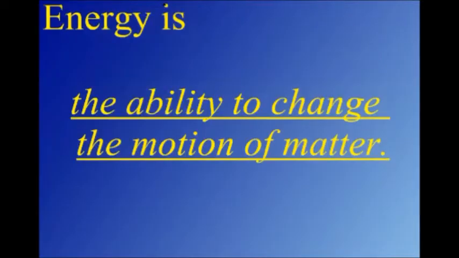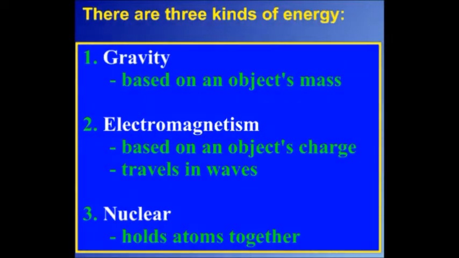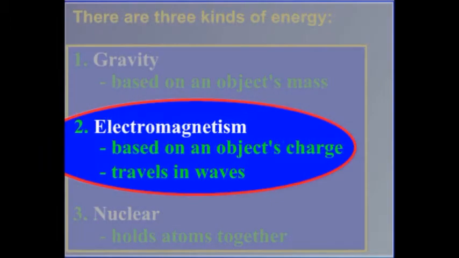We can define energy as the ability to change the motion of matter, either speeding it up or slowing it down. And we know that there are three kinds of energy. There's gravity, which is based on an object's mass, electromagnetism, which is based on an object's charge, and we know that it travels in waves. And then there's nuclear energy, which holds atoms together. This week we're going to focus in on electromagnetic energy.